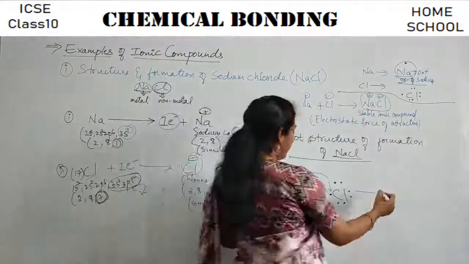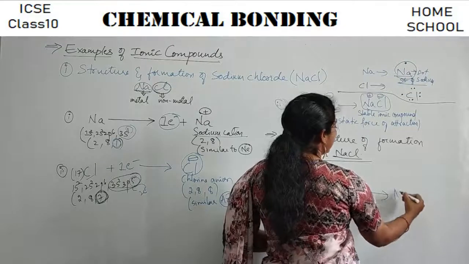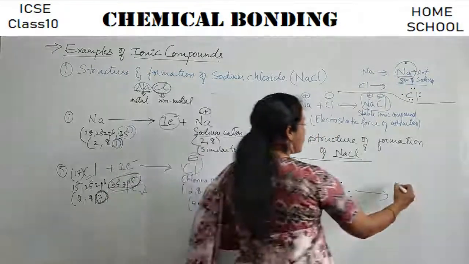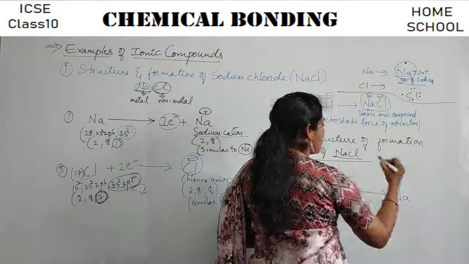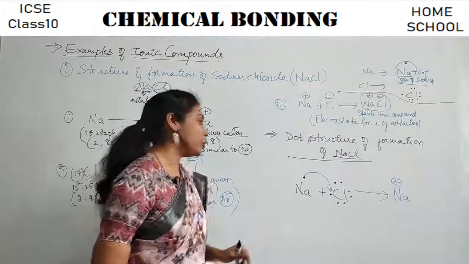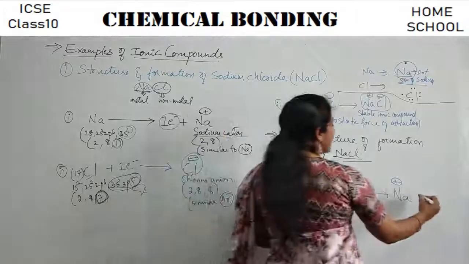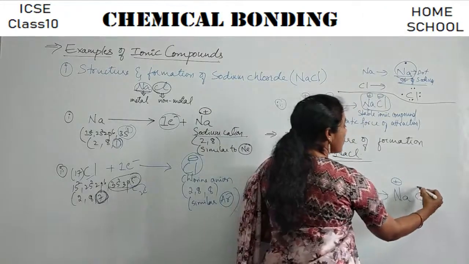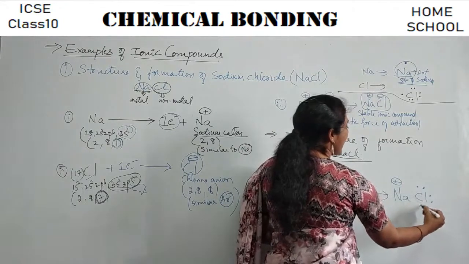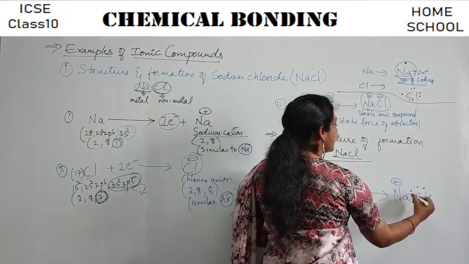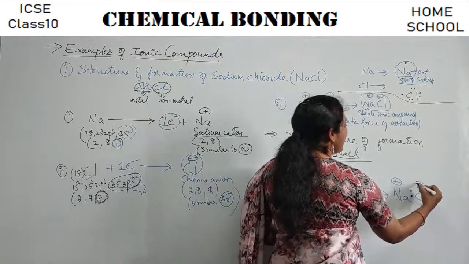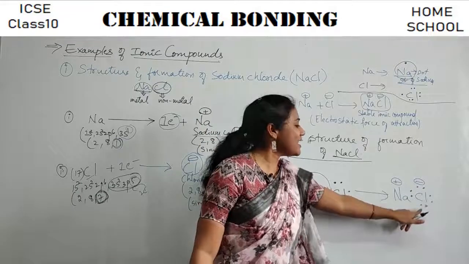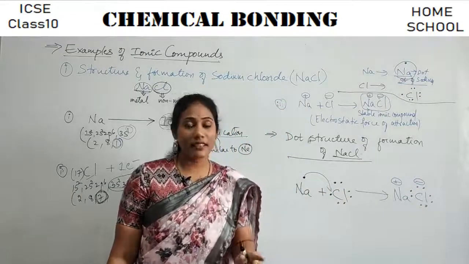Show that transfer of electron with the help of an arrow mark. After that, write the formula Na. It has lost its electron, so after losing it, it has got a positive charge. So you put Na+. And Cl actually gained an electron. Show all the electrons: 1, 2, 3, 4, 5, 6, 7 and 8. After gaining one electron, it has got a minus sign.